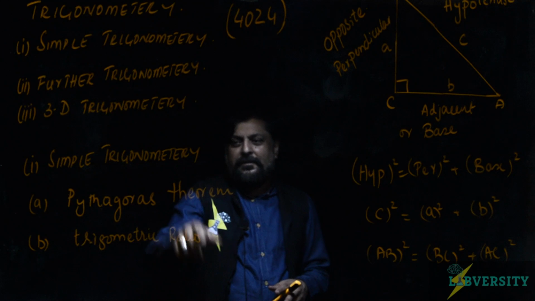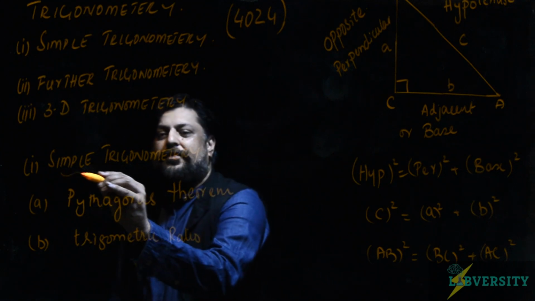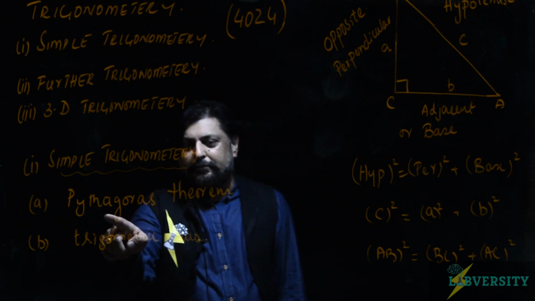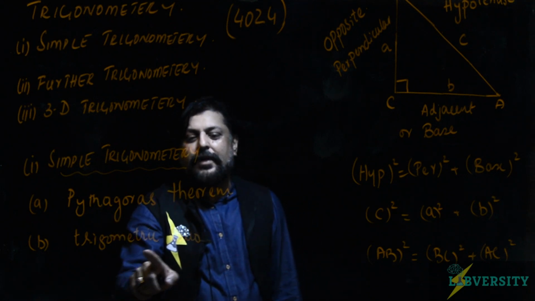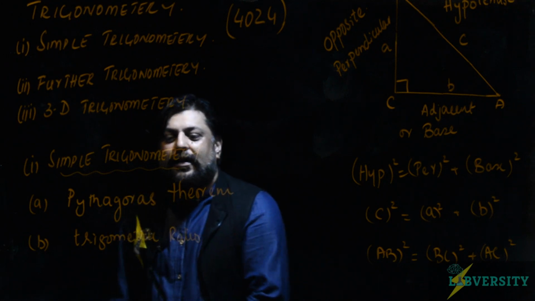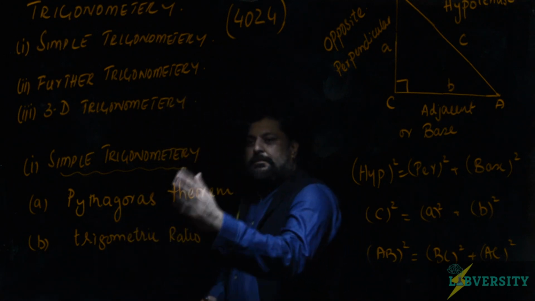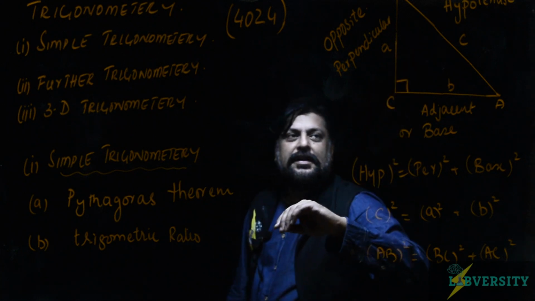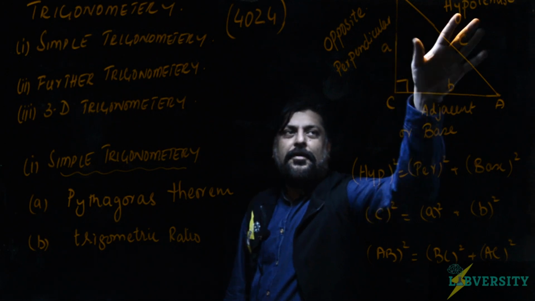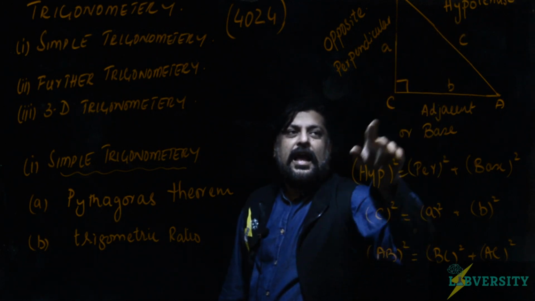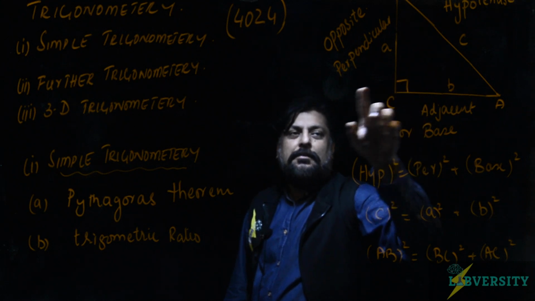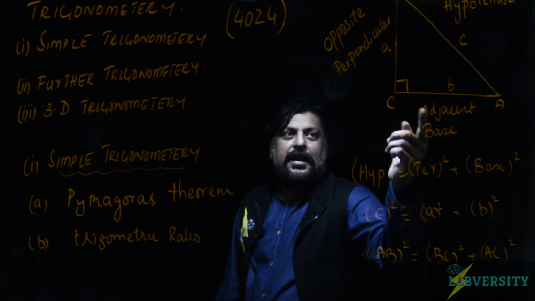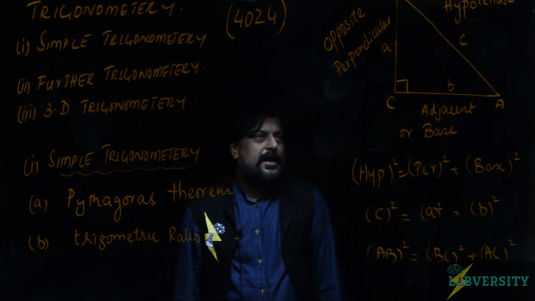Now, the first topic will be simple trigonometry. In simple trigonometry, we are going to discuss two things: Pythagoras theorem and trigonometric ratios. Simple trigonometry is all about right angles. What is a right angle triangle? A triangle is a type of polygon which is three-sided, and if one of the angles is 90 degrees, such a triangle is called a right angle triangle.